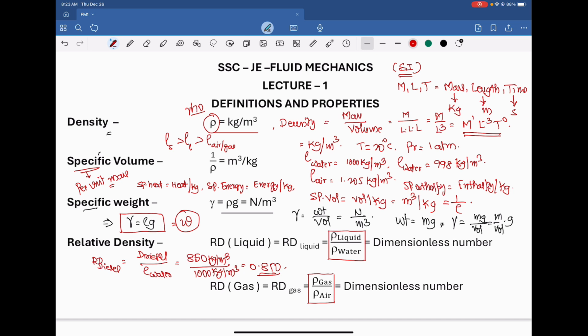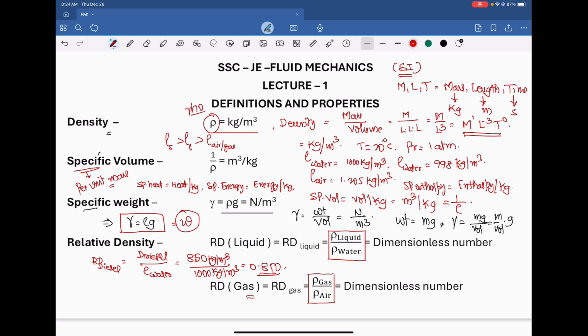Similarly, for different liquids, why have I taken petrol or diesel? The reason being that you regularly go to a petrol pump and take your product. That is a practical engineering example. Similarly, for a gas also, you use cooking gas, LPG.